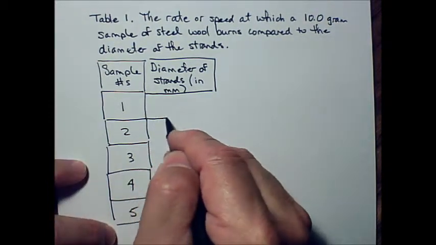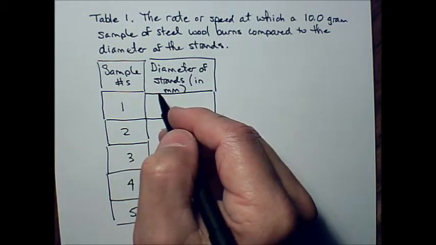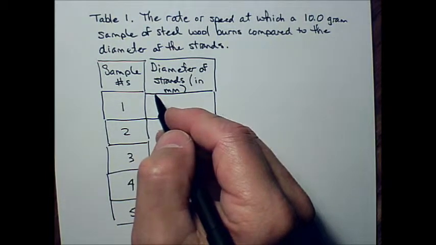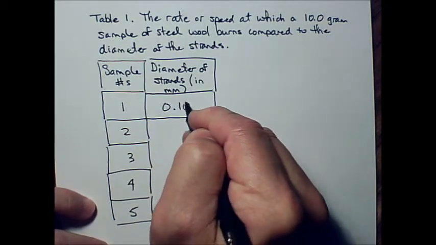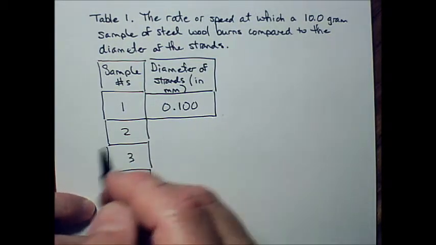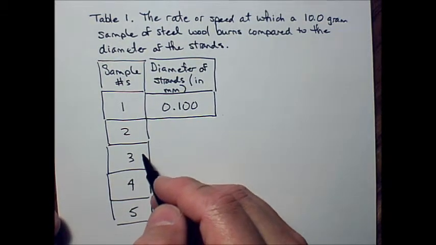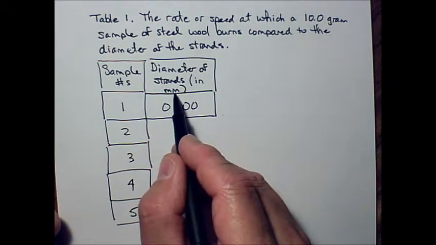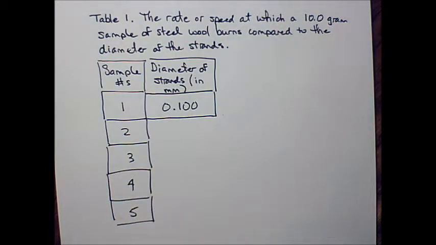So let's start with the thickest and say the thickest is a tenth of a millimeter. How about that? So 0.100 millimeters. Diameter is a distance. If we're measuring diameter, that's a distance. So we're going to use millimeters to do that.